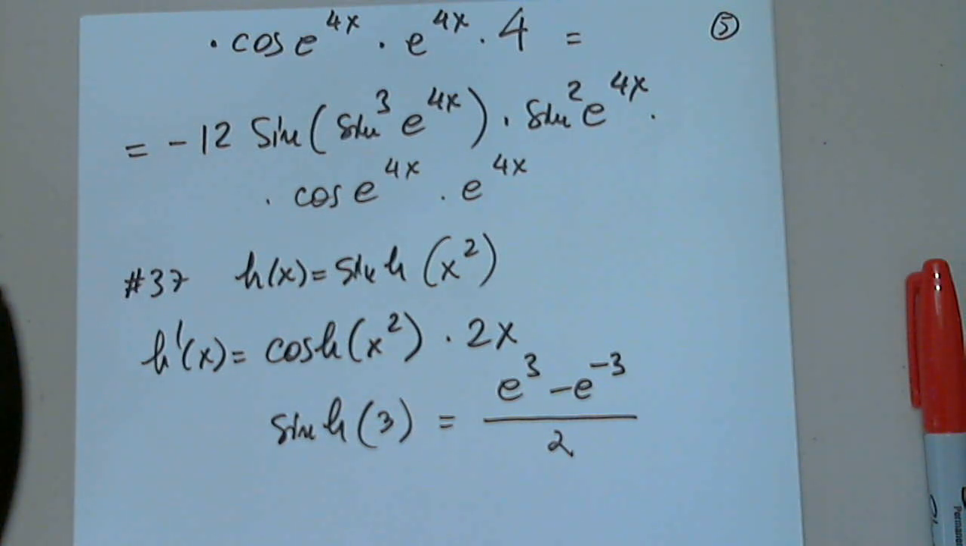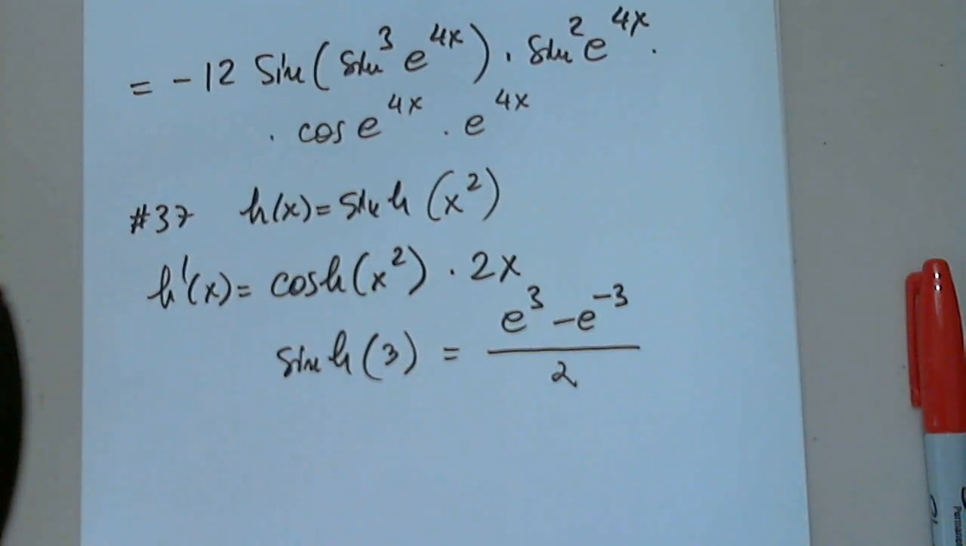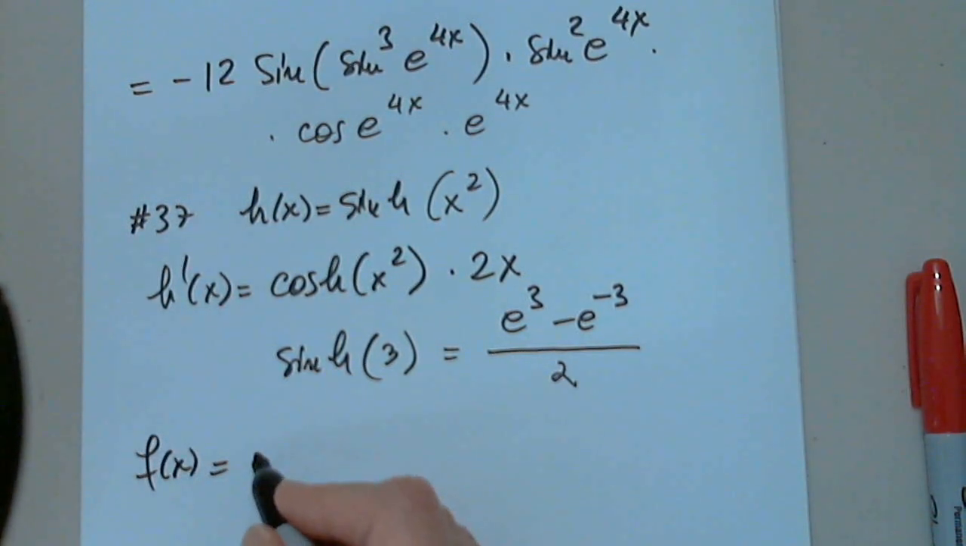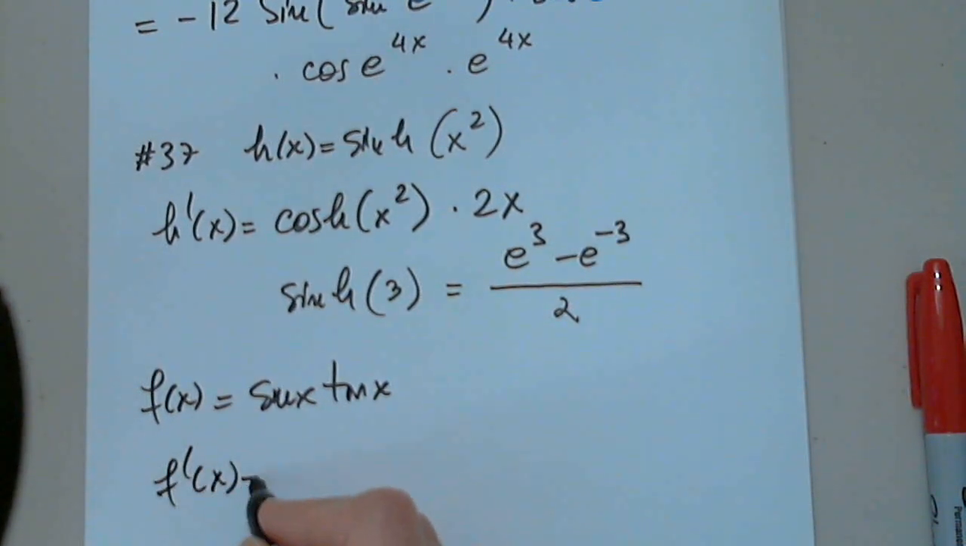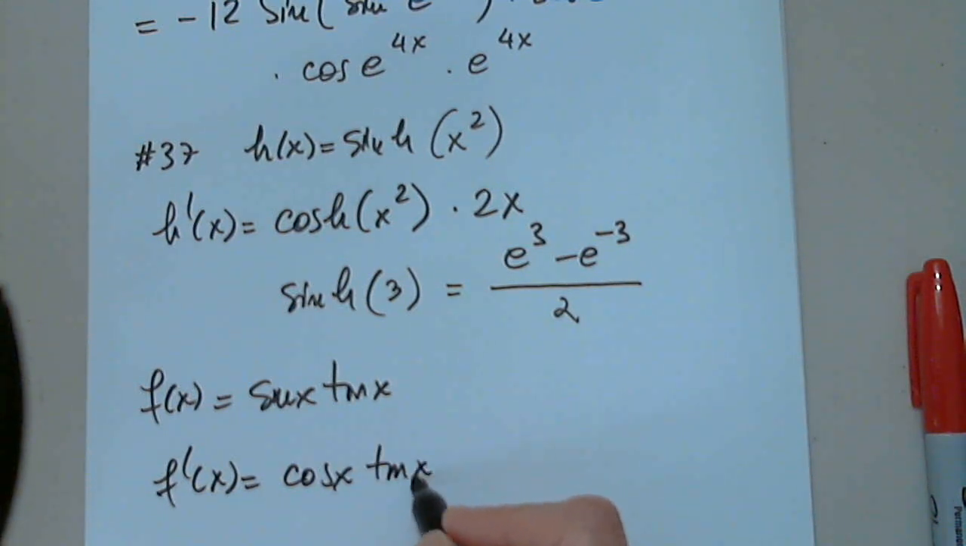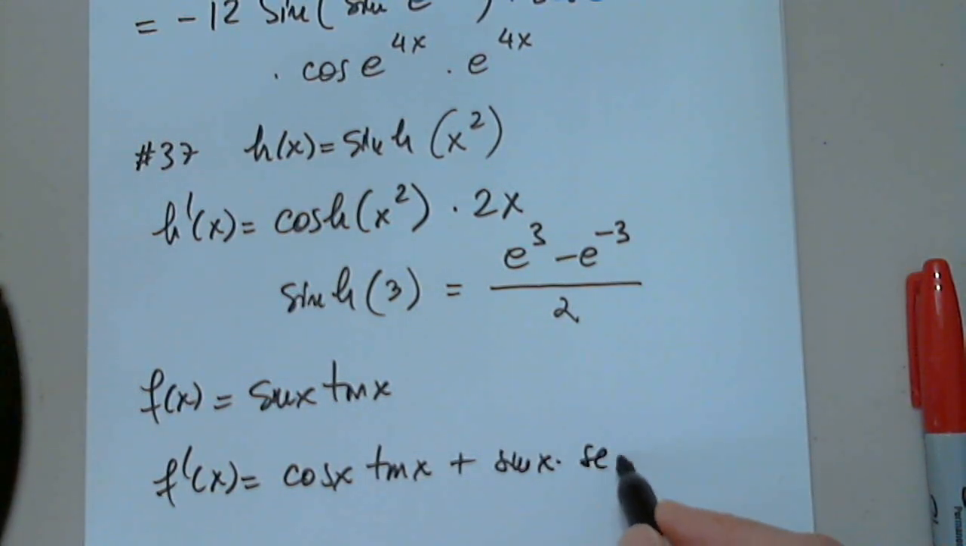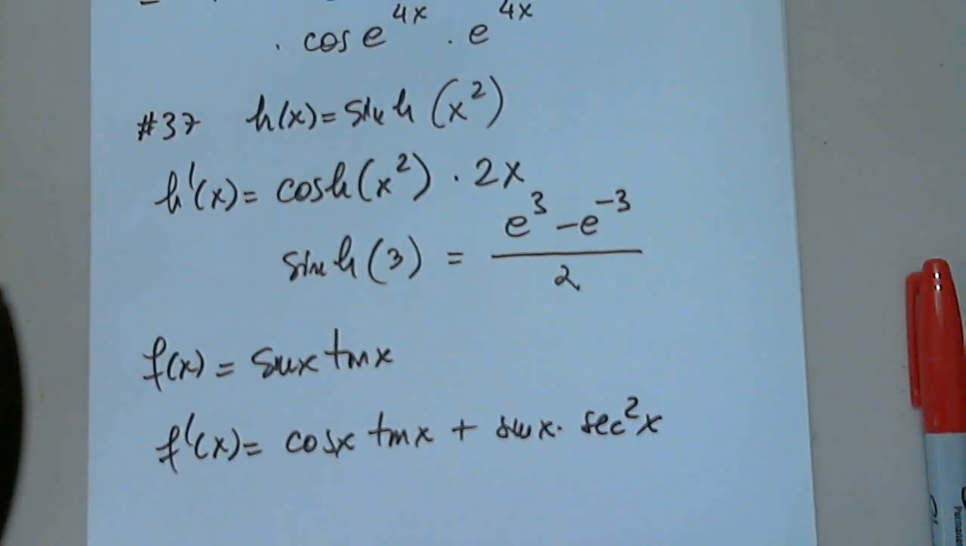Do you want to look at the discussion before we move on? Yes. Let me see where it is. So let's look at that quickly. Okay, what was it? We had f of x equals sine x tangent x to differentiate. So we have f prime of x: sine prime is cosine x times tangent x, plus sine x times secant squared x. You're not supposed to do anything else.